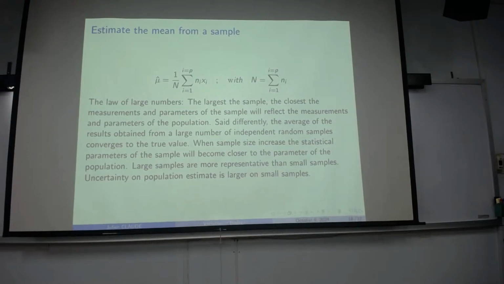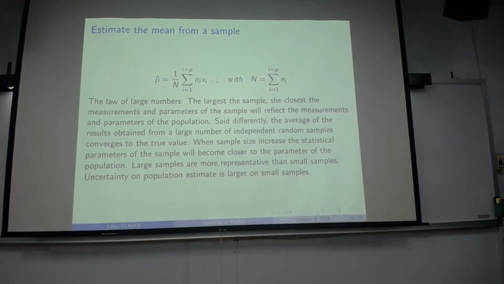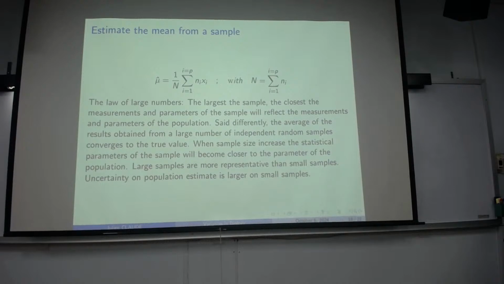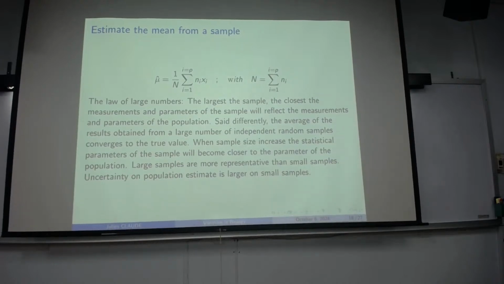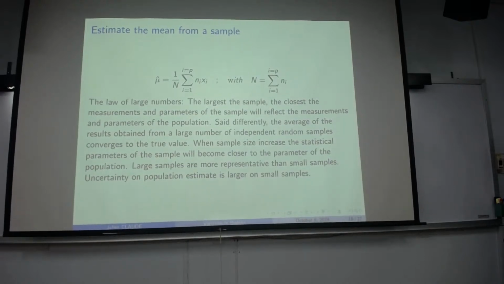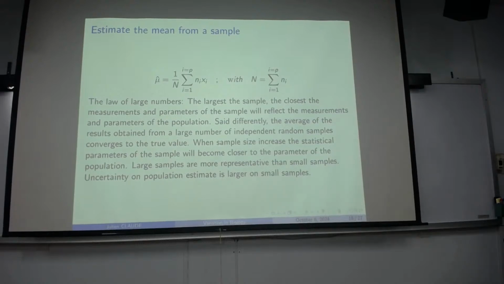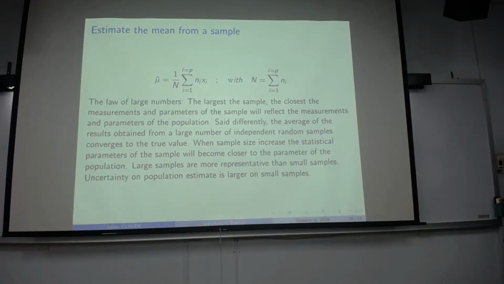So when the sample size increases, the statistical parameter of the sample will become closer to the statistical parameters of the population. It's very basic. It's easy to understand. Large samples are more representative than small samples. We know that. Why is it so important for biology? Okay, I will tell you why it's important.